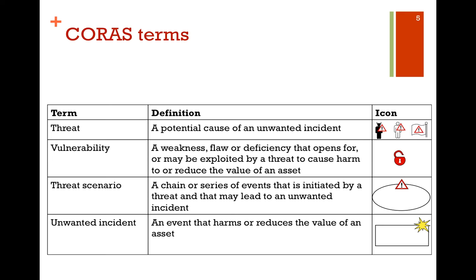Then we have the notion of vulnerability, that is a weakness or a flaw that can be exploited by a threat to cause harm or reduce the value of an asset. A vulnerability is denoted by a red padlock. A threat scenario instead is a series of events that is initiated by a threat that may lead to an unwanted incident. A threat scenario is represented by an oval with a stop sign on top. An unwanted incident instead is an event that harms or reduces the value of an asset. An unwanted incident is represented as a rectangle with a yellow lamp sign on the top right corner.